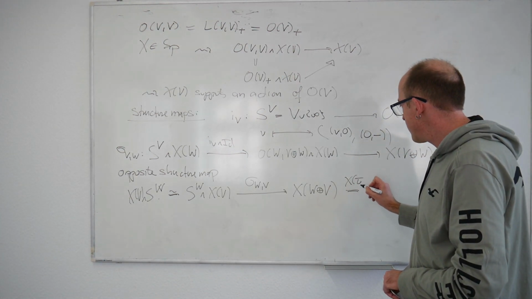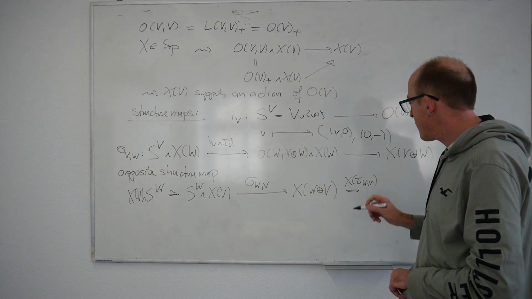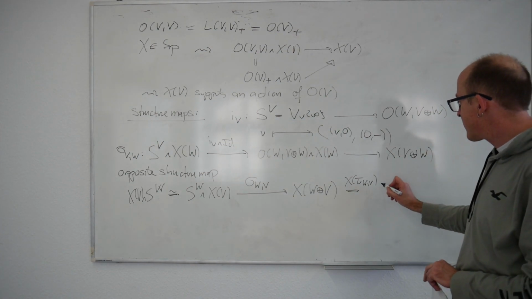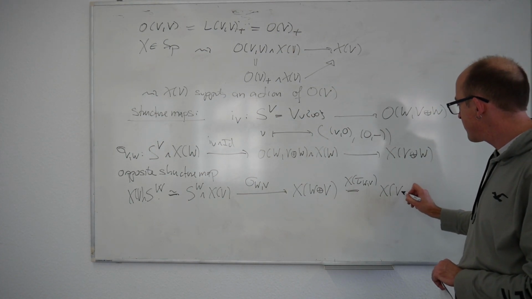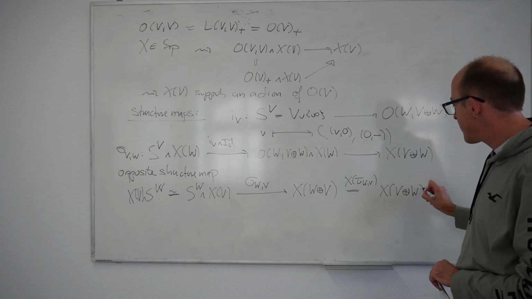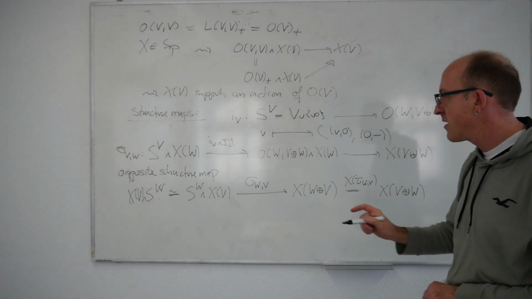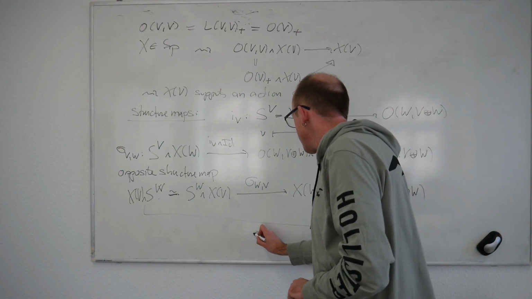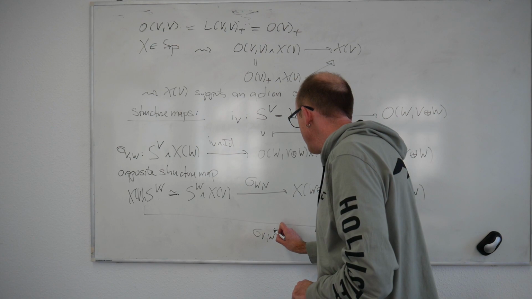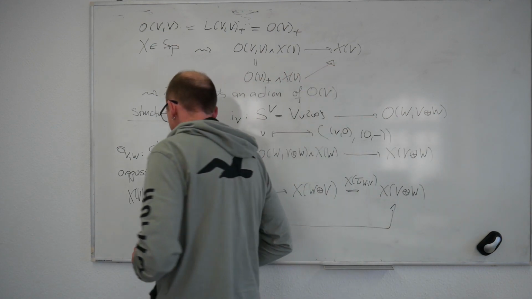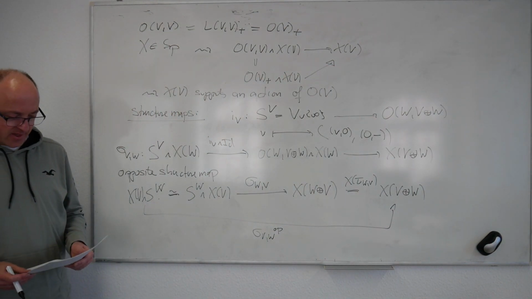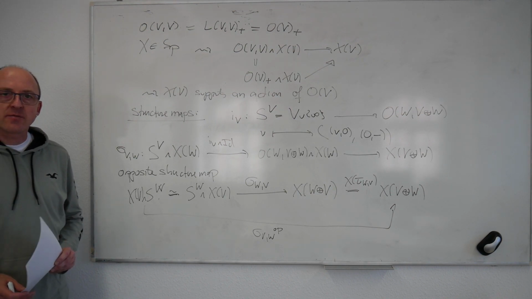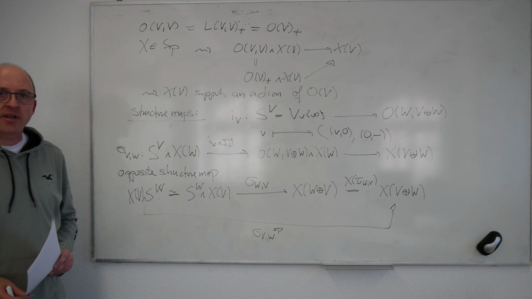So here I also want to act with what I call tau VW, so that's the isometry that just flips V and W. X is functorial for such things, so this gets me to X of V plus W. Now they're in the correct order again, and this composite is the opposite structure map, for which I use the notation sigma VW op. Alright, this is the end of my recollection of orthogonal spectra, and I'll erase the blackboard again.